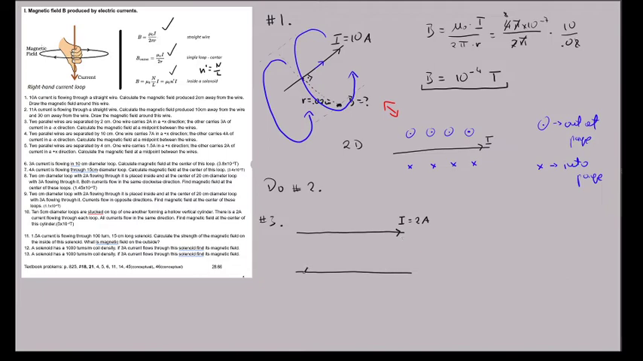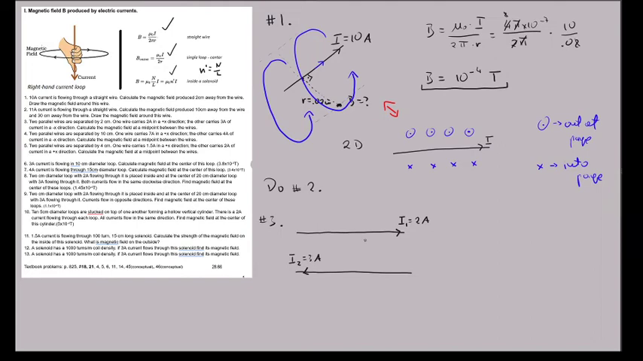So here's the other one. And that would be 3 amps in the negative X direction. So let's call this I2. Let's call this I1. What else do we have there? Calculate the magnetic field at a midpoint between the 2 wires.